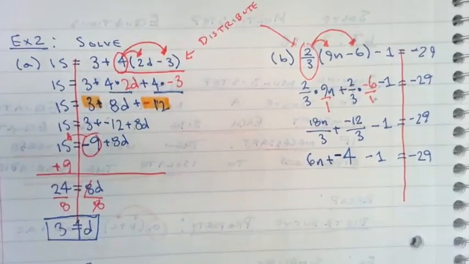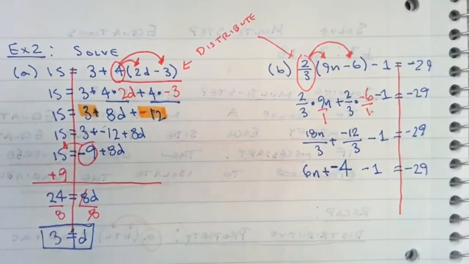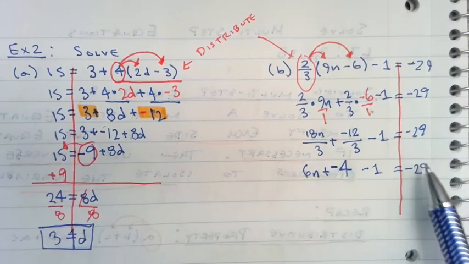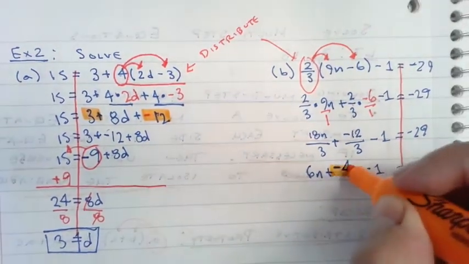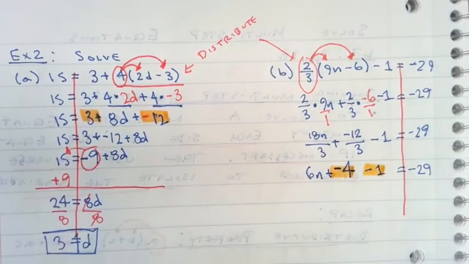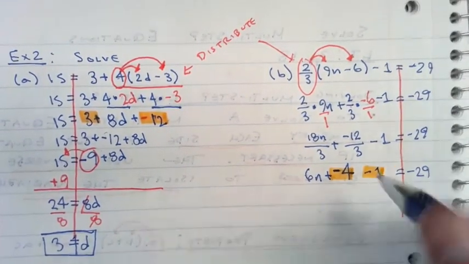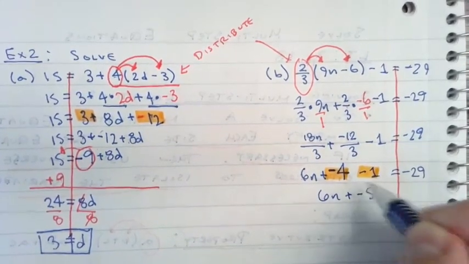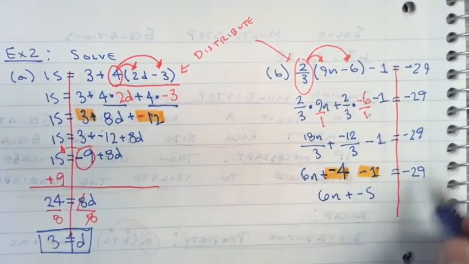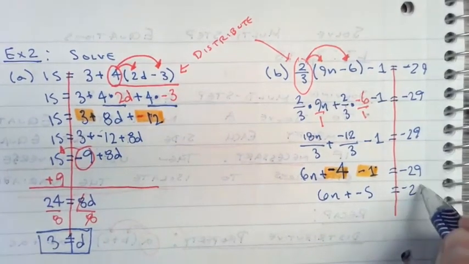Now you'll notice that right here, all we got to do is just simplify. All your n's are on one side, so that's good. But now, if you take a look at it, you have your negative 4 and your negative 1 that you want to put together. And that's what we're going to go ahead and do. So we're going to get 6n plus negative 5. Remember, negative 4 minus 1 gives you negative 5, equals negative 29.